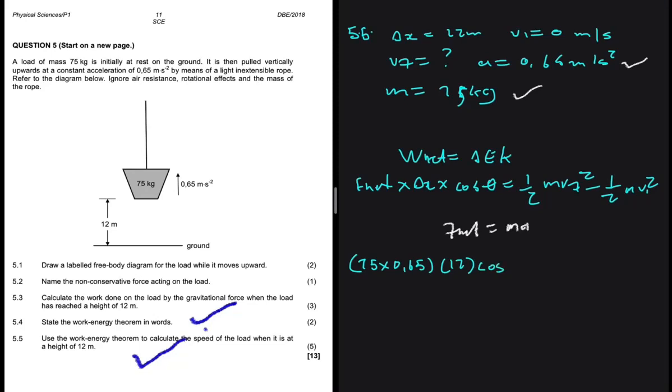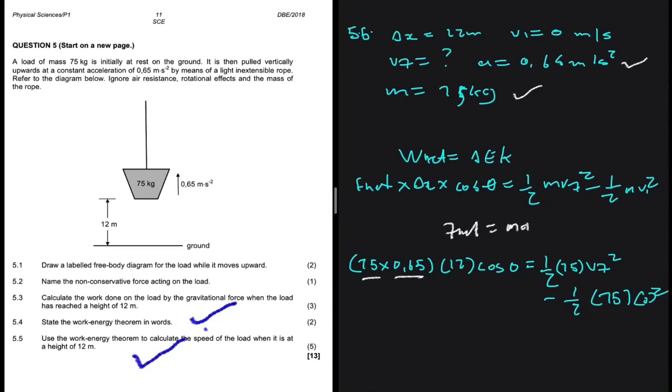So what is theta? Let's look at F net. We have 75 multiplied by 0.65. The product of two positive numbers is positive, so that means that F net is pointing up. We know that our displacement is also upwards, so the angle between the F net and our displacement is 0. So we're going to have cos of 0 there, and then that will all be equal to a half times the mass of the object, 75, and then VF is what we're interested in, so we have VF squared, minus a half 75 times Vi, which is 0 because we're coming from rest, so we have 0 squared.